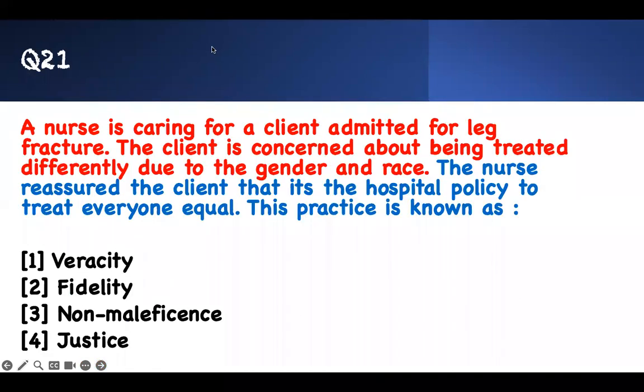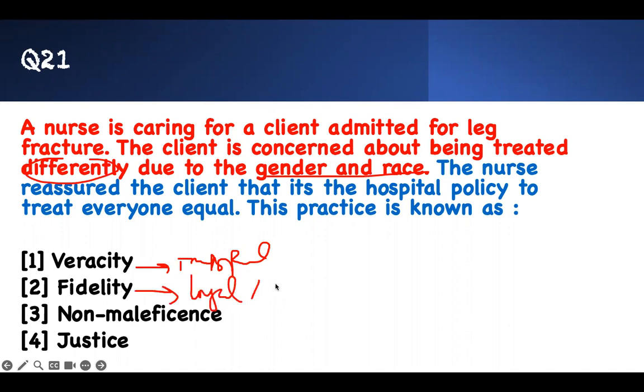21. What do we have? A nurse is caring for a client admitted for a leg fracture. Yes, leg fracture, right? The client is concerned about being treated differently due to gender. Keyword. Treated differently due to gender and race. The nurse reassured the client that it is hospital policy to treat everyone equally. This practice is known as what? So veracity is what? You are being truthful, right? The nurse is not being truthful here. Fidelity, you being loyal and keeping your commitment.